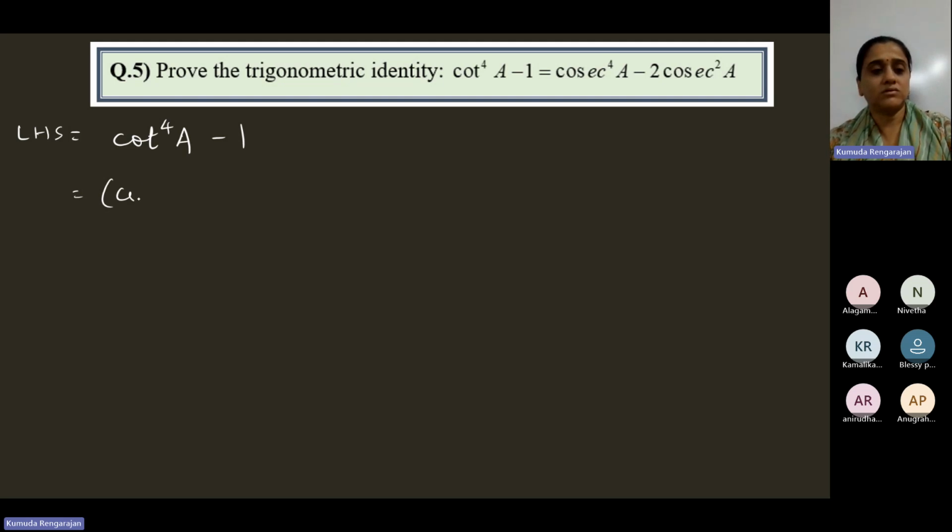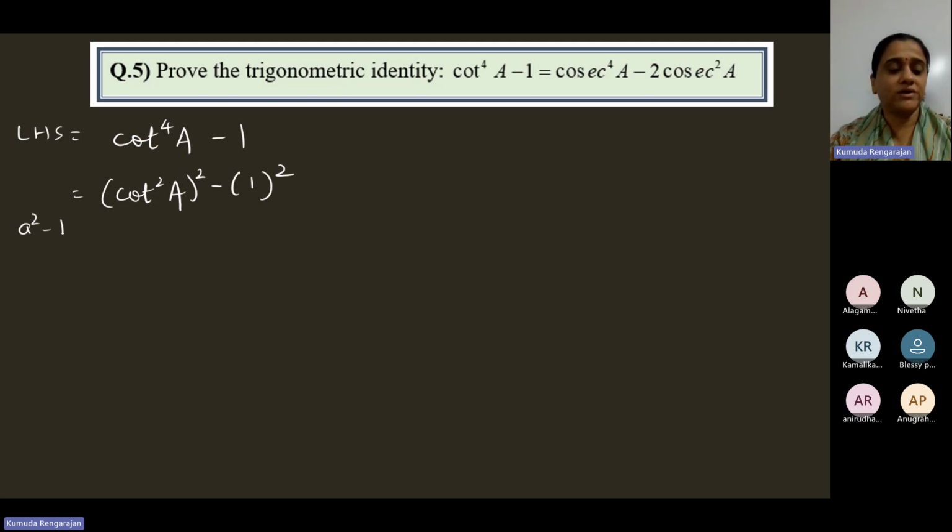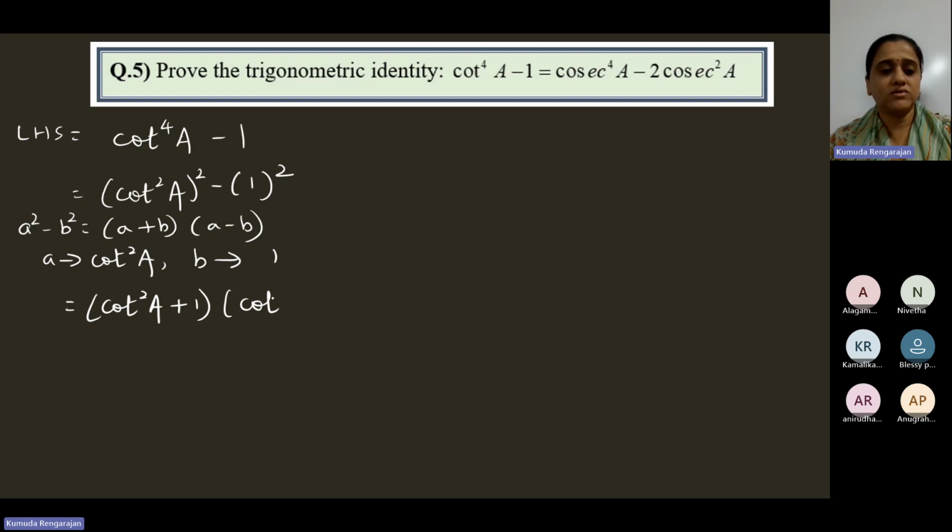So this is cot square a the whole square minus 1 the whole square. So this is of the form a square minus b square, which should be written as a plus b into a minus b, where a is cot square a and b is 1. So a plus b, this is a plus this is b, and this is a minus b.